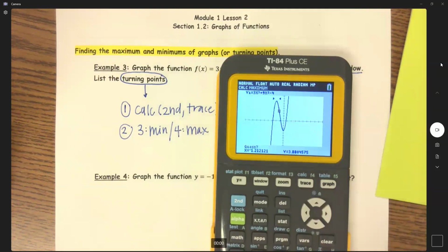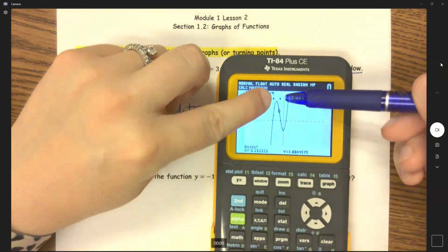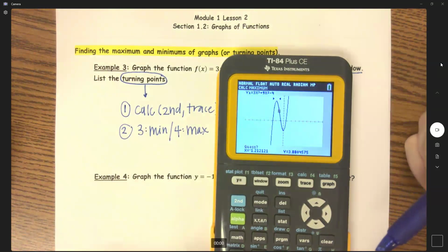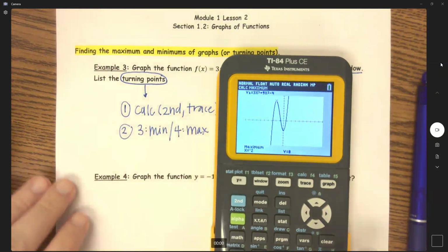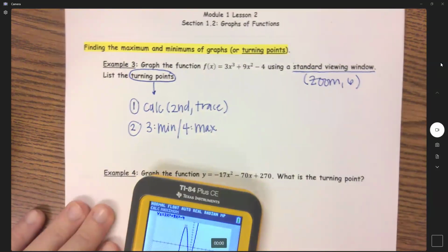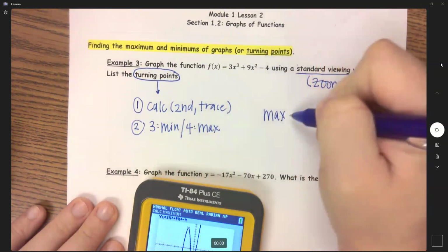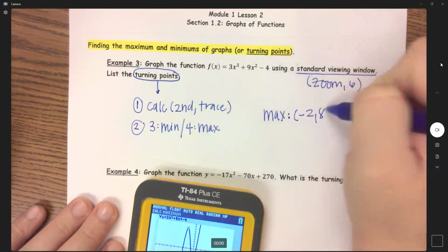And as for guess, I literally have no idea what guess is for, but what you can do is check to make sure that these arrows are on the outside of wherever that max is. So yes, it is on the outside of it. So I'm going to hit enter one more time, and here is my max at -2, 8. Max at -2, 8.